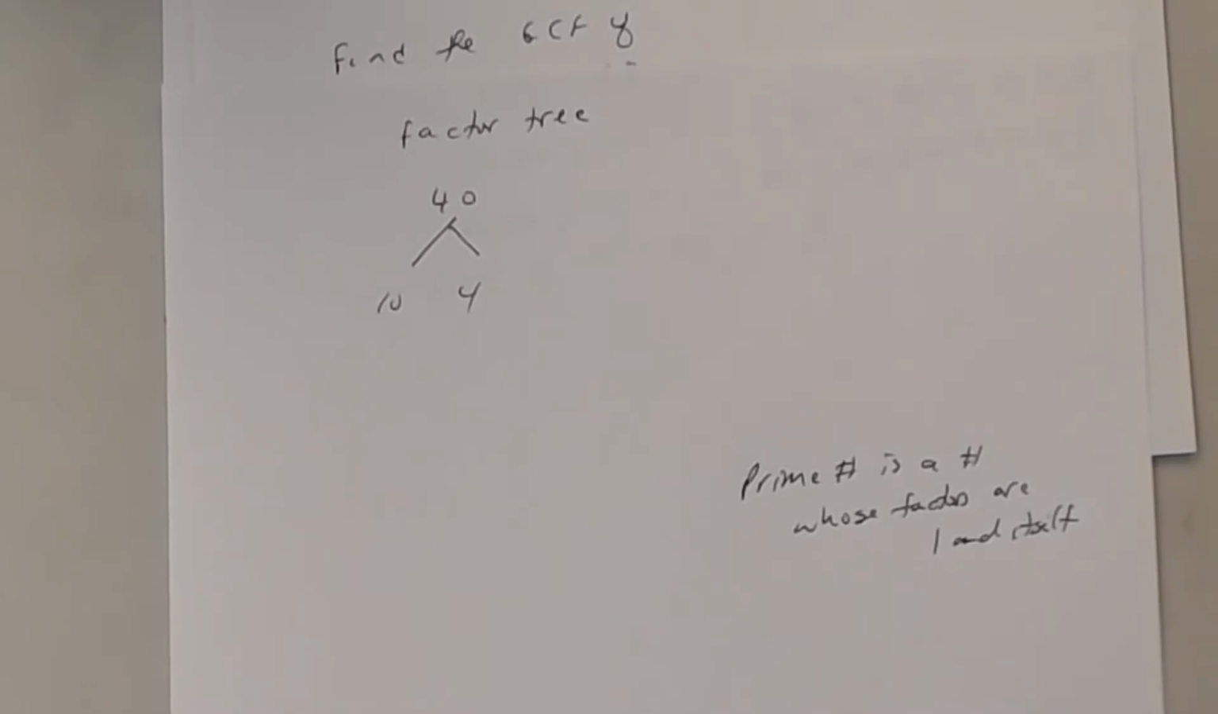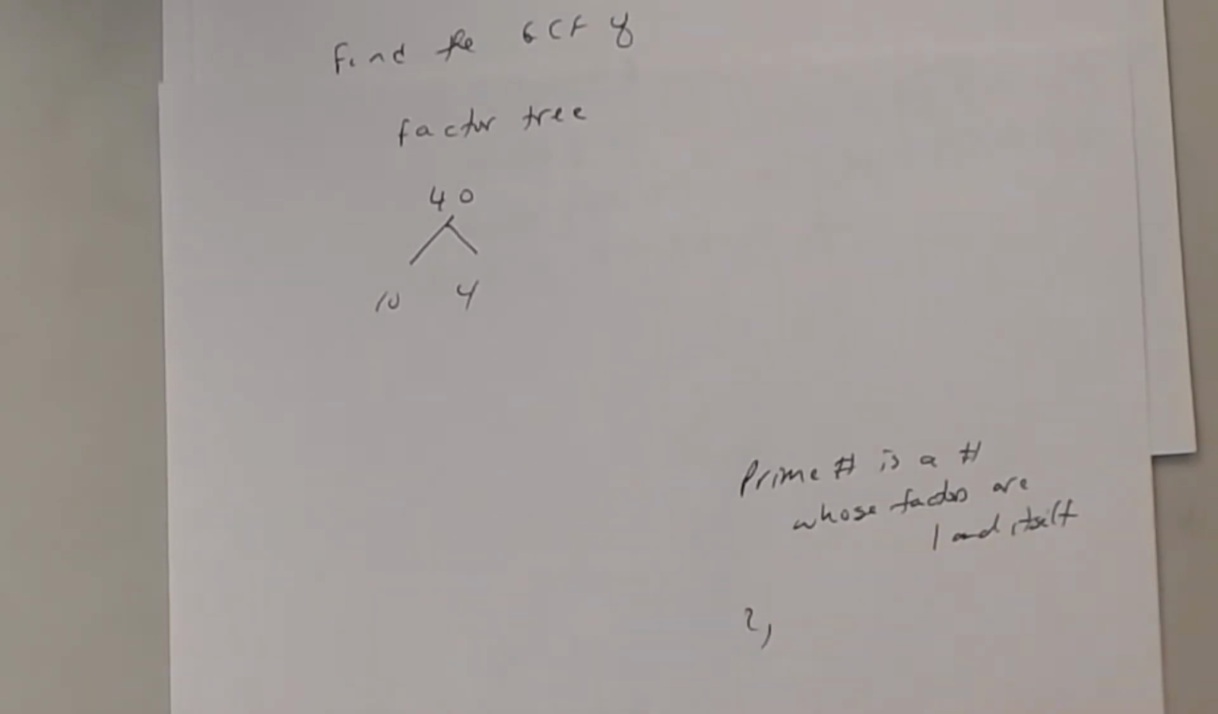So for example, is 2 a prime number? Yes or no? Yes. What are the factors of 2? 1 and 2. Is 3 a prime number? Yes. What are the factors of 3? 1 and 3. Is 4 a prime number? No. Because the factors of 4 are 1, 2, and 4. In fact, what's the only even number that's prime? 2. All the other prime numbers are odd.